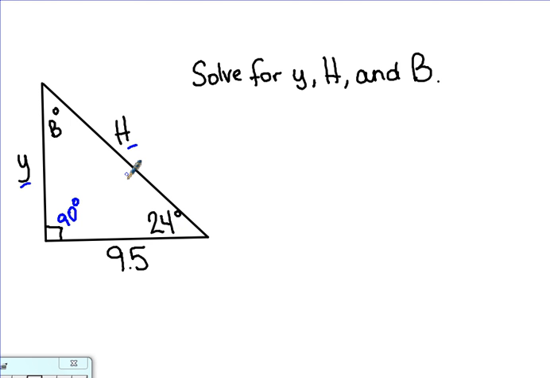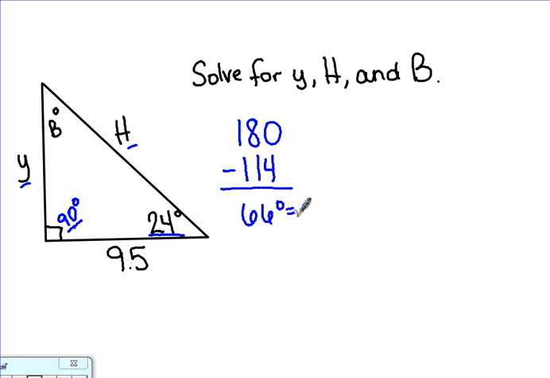So, based on our rules about triangles, we know that 180 degrees total is in a triangle. If this angle here is 90 and this angle is 24, we can add those together and then take that sum from 180 to find the difference, which will be angle B. So if we add 90 and 24, we get 114. And if we do 180 minus 114, we get 66 degrees. So B is equal to 66 degrees.